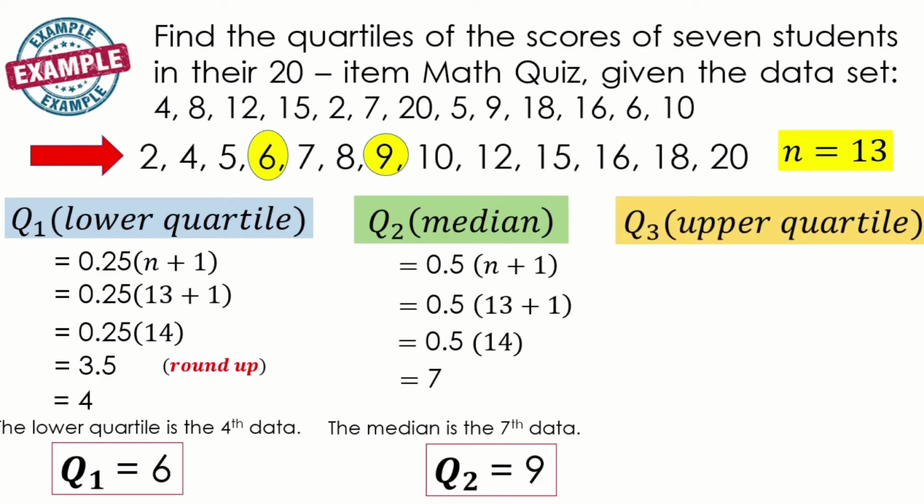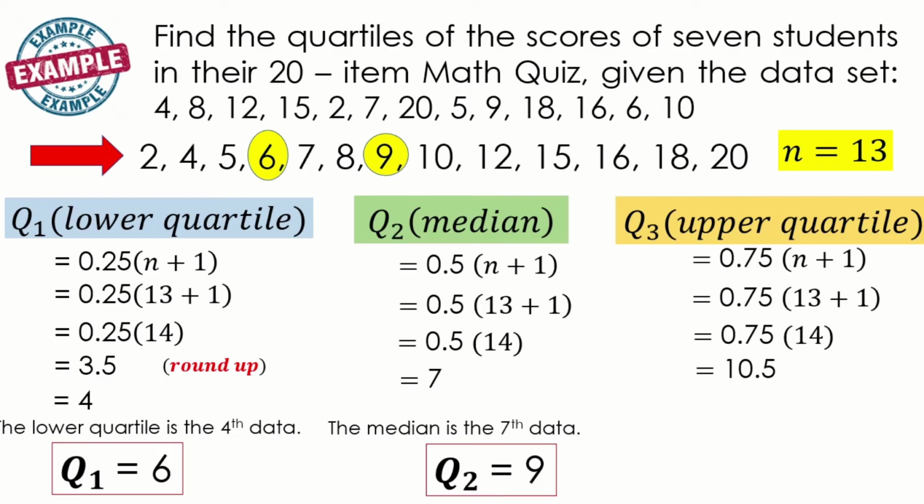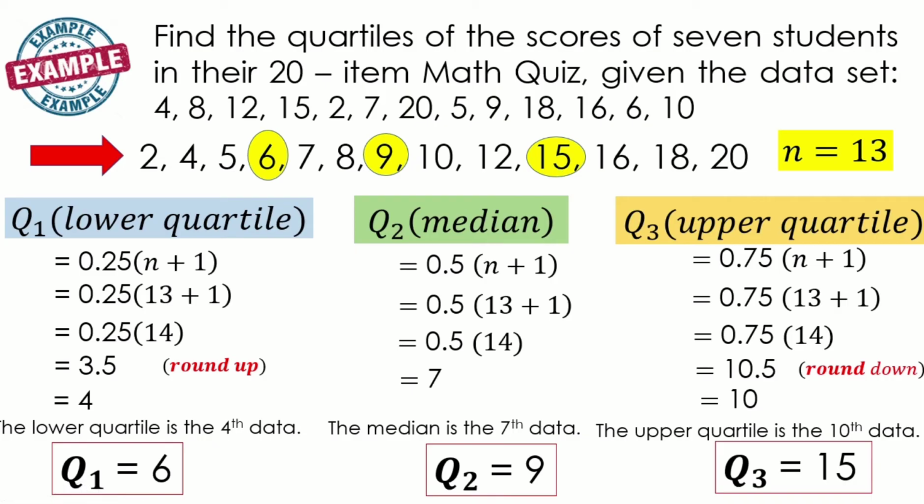Next, the upper quartile. The formula is 0.75 times n plus 1. Sundan lang din yung ginawa sa lower quartile at sa quartile 2. So 0.75 times 14, the answer is 10.5. Since sa upper quartile, we need to round down, so 10.5 becomes 10. So therefore, ang pang-10 position dito sa in-arrange natin ang ating third quartile. Bilang tayo, 1, 2, 3, 4, 5, 6, 7, 8, 9, 10. So, ito yung third quartile natin, 15. Yung upper quartile natin is 15.